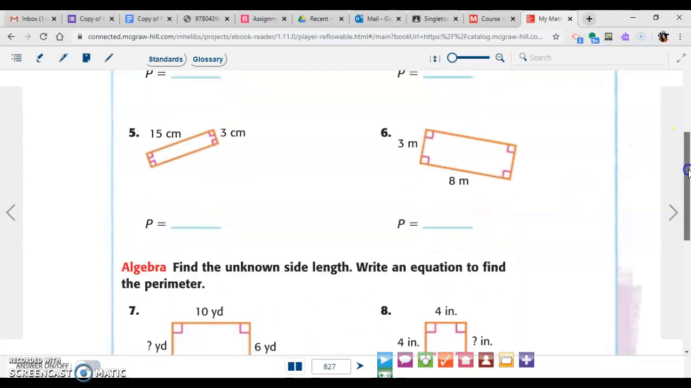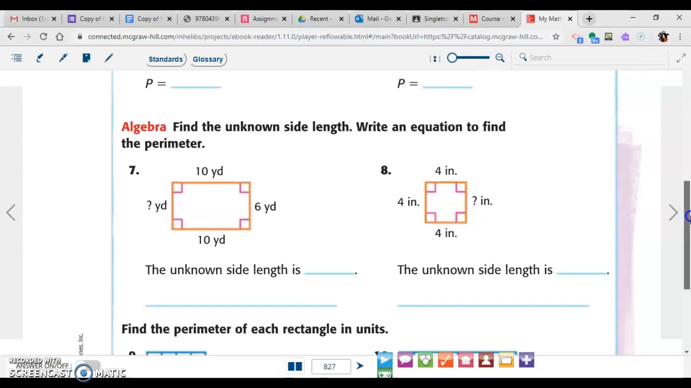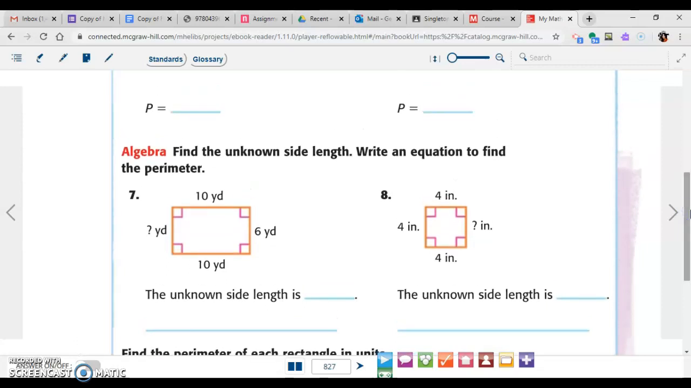If you scroll down, find the unknown side length. Then write an equation to find the perimeter. So here, let me get the pen. Okay, 10 and 10, because the sides are equal, they're going to be the same number. Here, 6, you go straight across.